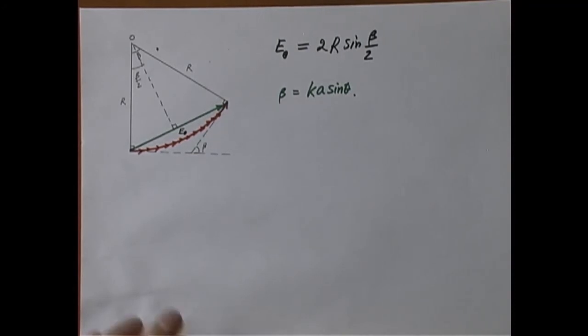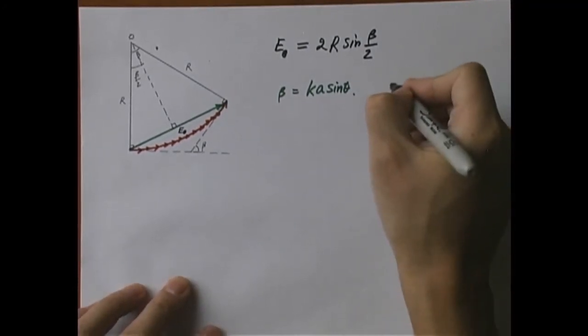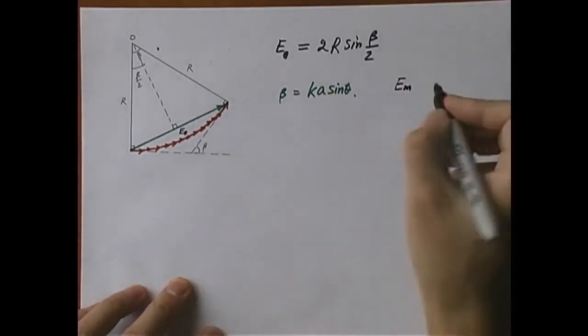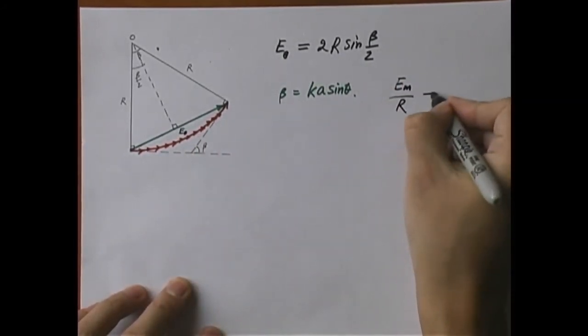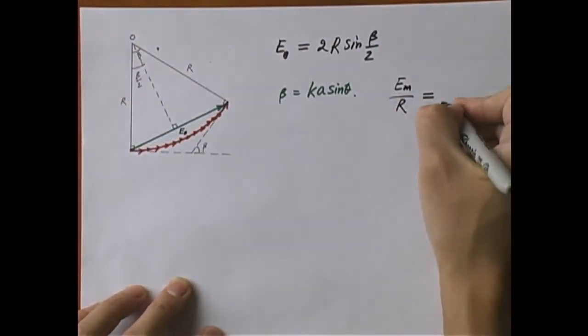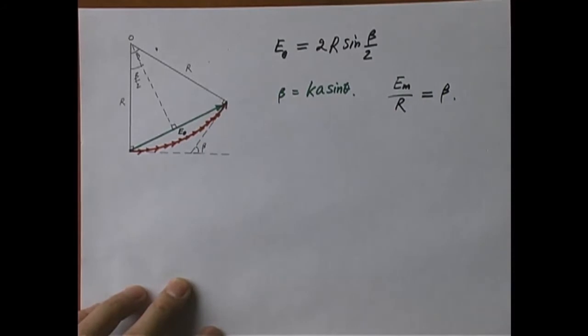I'm going to call it E maximum. Then isn't it true that E maximum, which is the length of this arc, over r must equal to what? E length over r. Isn't that equal to the angle beta? That is the definition of beta, right? Beta is defined as E maximum over r. That's the definition of an angle.